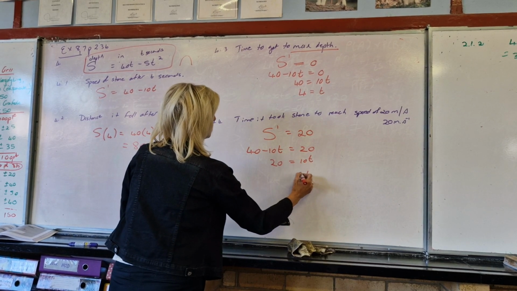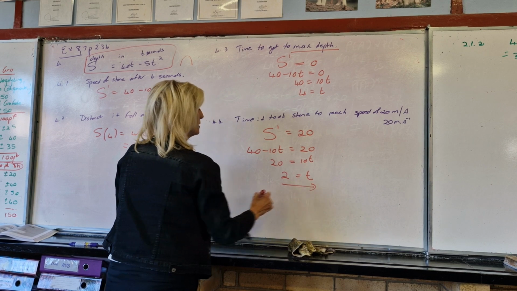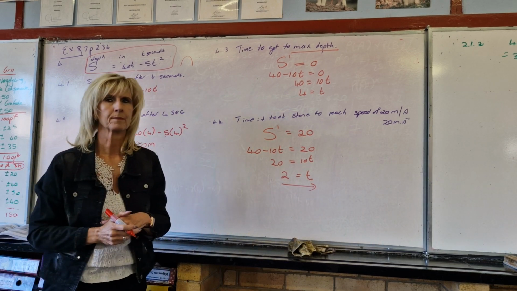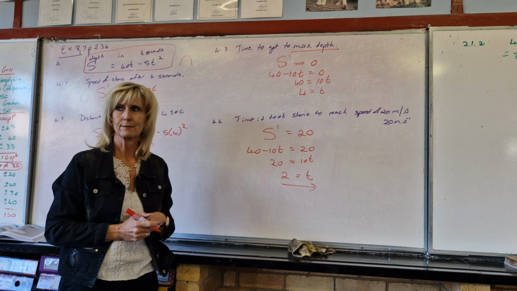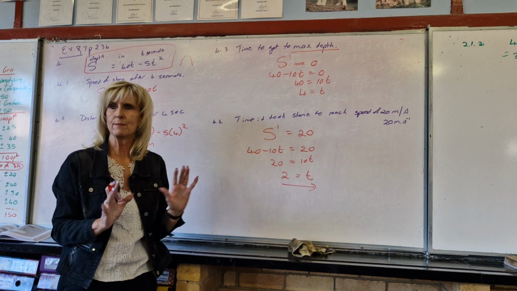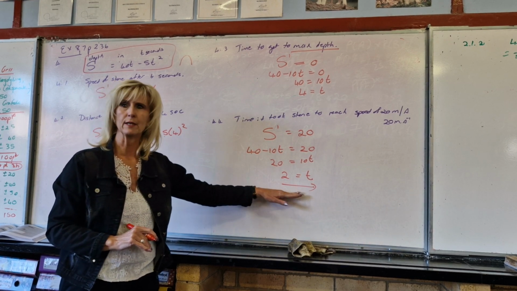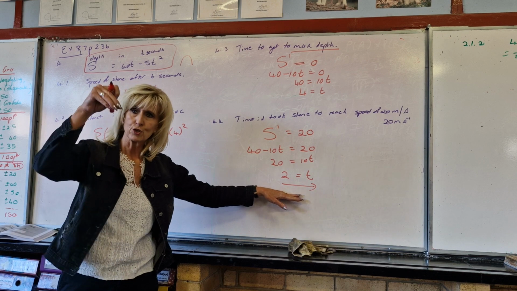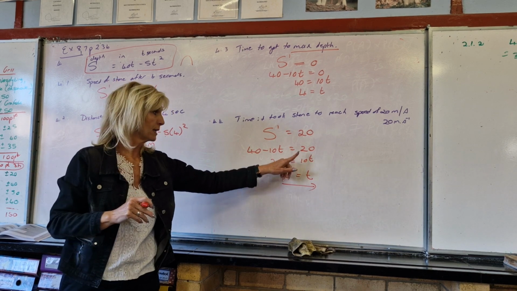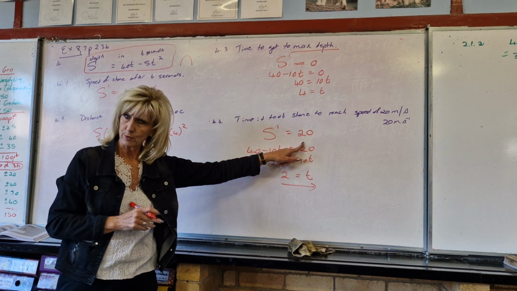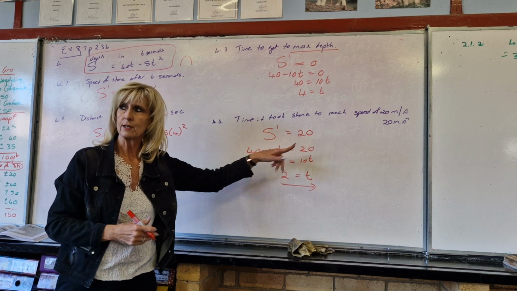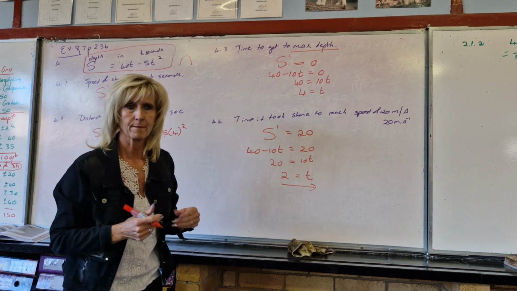So t is? So what does that tell me? It's 2. What is 2? You're done with your sum, go on to the next one. What does it tell me? Time. It took 2 seconds to get to a speed of 20 meters per second. Are you with me? You know what you're doing.